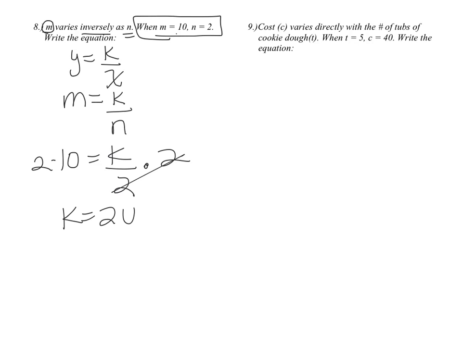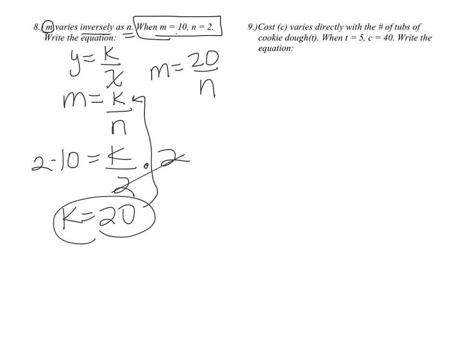Well, that's not the equation. The equation is you filling in the k right here. So the equation is m equals 20 over n. So whenever I ask you to write an equation, the thing that you are doing is you are filling in what the k value is in the form y equals k over x.